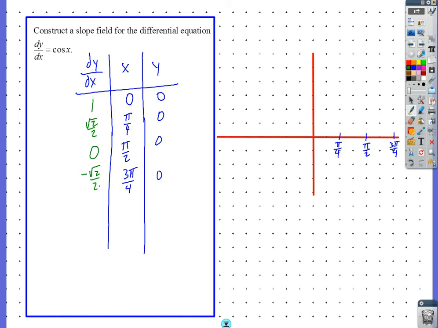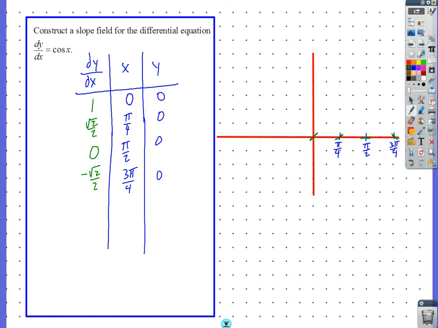Okay, so then how does that get represented here? It's saying at 0, 0, my slope is 1. So I make a slope of 1 approximation. Square root of 2 over 2 is going to be a little bit less than 1, so I can make it a little bit flatter. At pi over 2, it's 0, so I make a flat line there. At 3 pi over 4, negative square root of 2 over 2. And if you notice, that's just those 4 points.